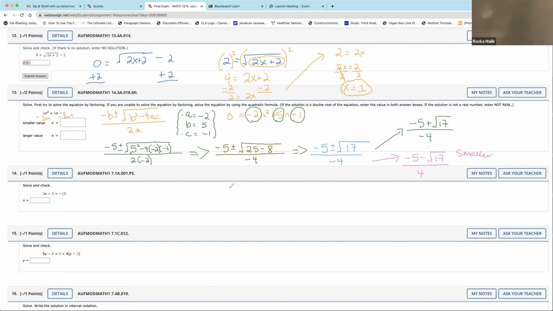Okay. Let's see, next question. Solve and check. I don't want to check it. This one, solve it. So 2x minus 8 equals -18. I want to get x by itself. So I'm going to move over everyone else. This 8 is in my way. It needs to go to the other side.